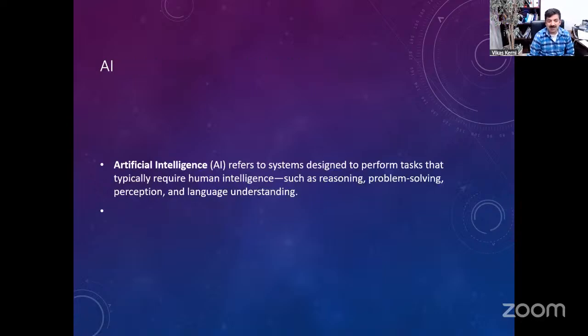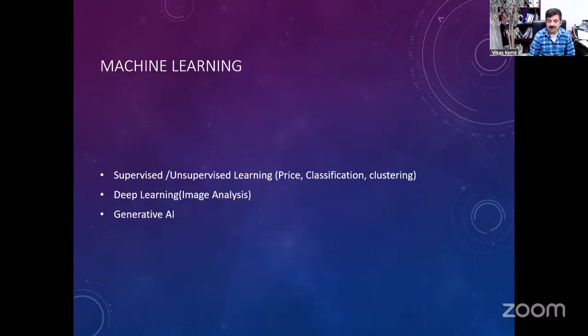So, before we start, what is artificial intelligence? We will discuss a little bit of the basic terms, and then we'll go to Azure AI infrastructure. Artificial intelligence refers to systems designed to perform tasks that typically require human intelligence, such as reasoning, problem solving, perception, and language understanding. So that is what AI is, and machine learning is the technique with which we achieve artificial intelligence.